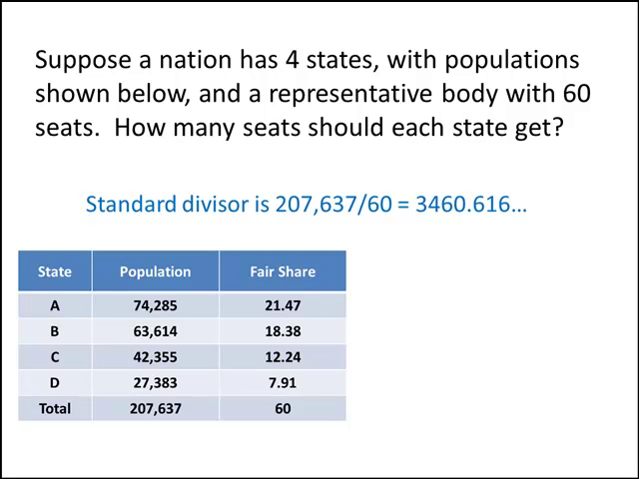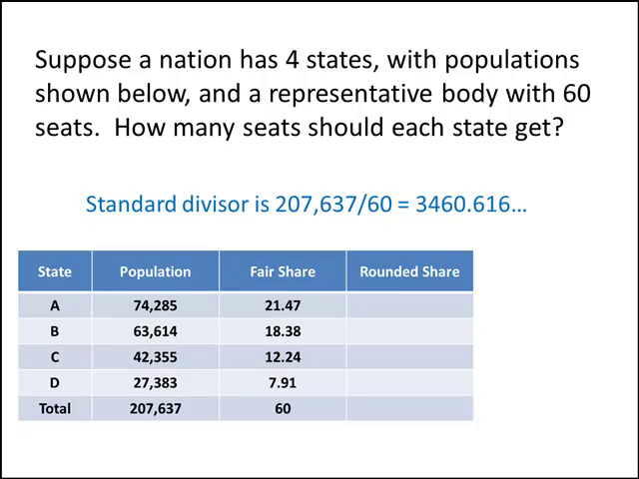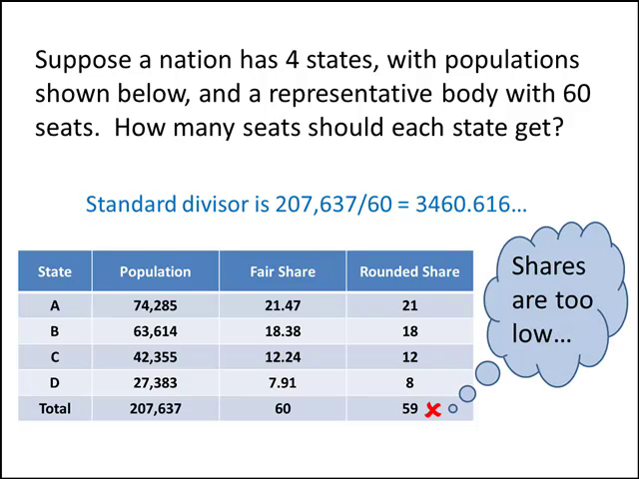We'll take those fair shares and round them. So the fair share for A was 21.47. That gets rounded down to 21. 18.38 gets rounded down to 18. 12.24 gets rounded down to 12, but 7.91 gets rounded up to 8. But if we add up all those rounded shares, we get 59 seats, which is not the number that we're looking for. Since that's not enough seats, that means our shares are too low.